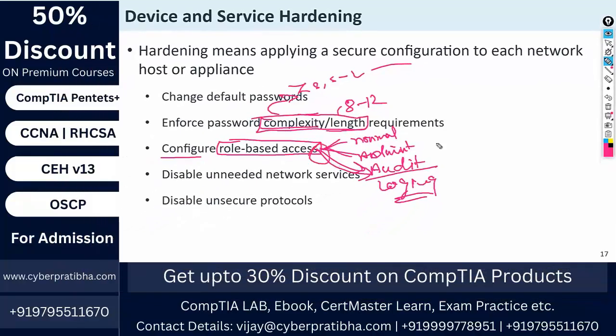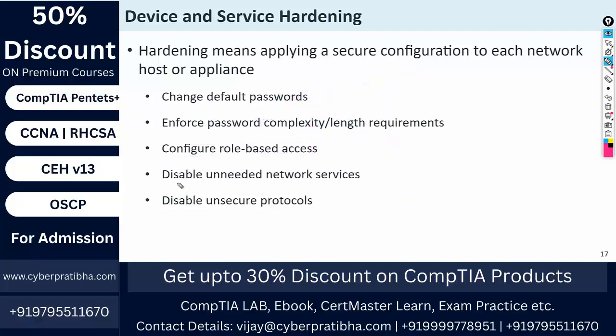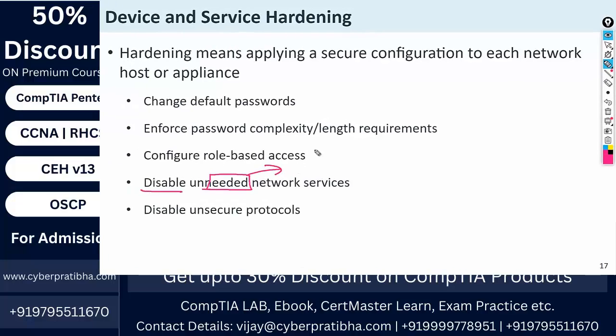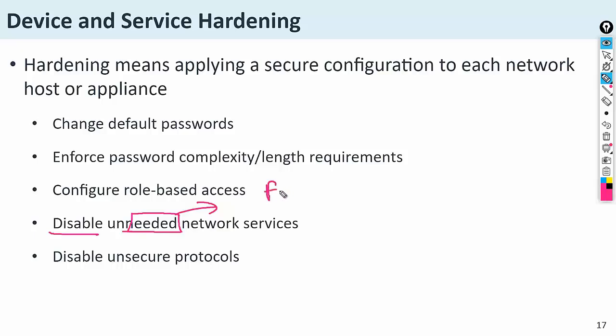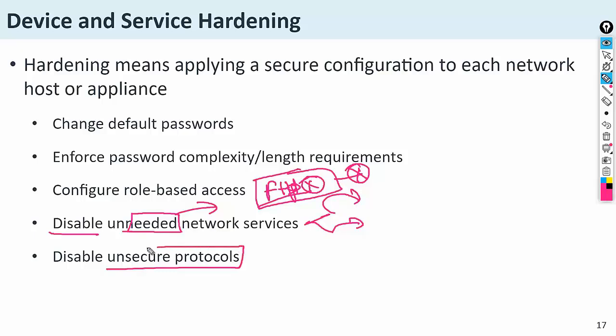Later on, you will disable all the unneeded network services. For example, you have the FTP service running on the machine, but there is no use of FTP, you are not sharing data, so you will close this service. Whatever unwanted services are running, you will have to close them on the network devices and the end devices both.